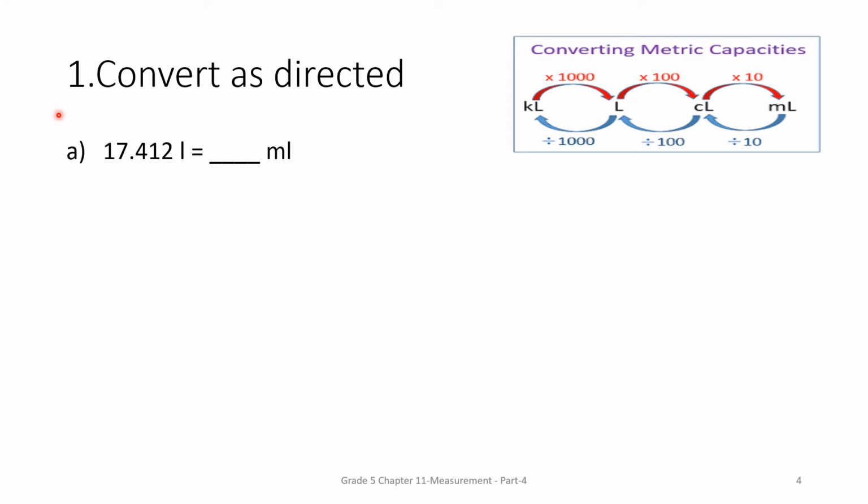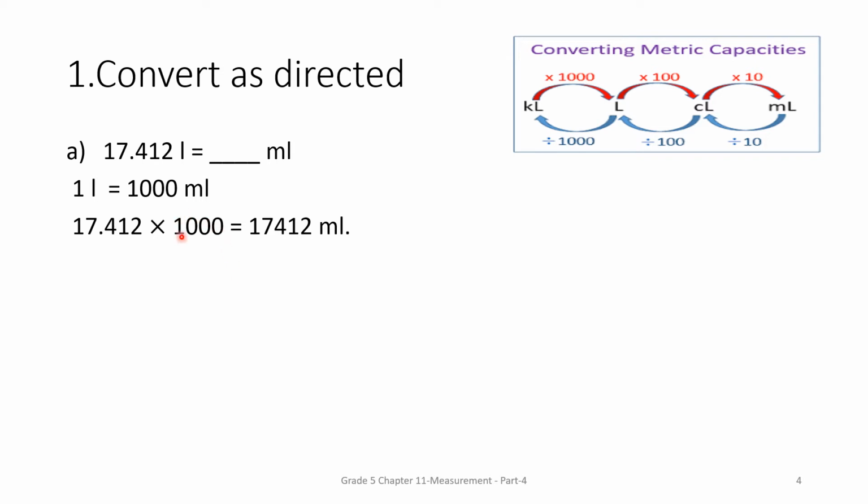From question number 1, sum number A, we have 17.412 liters equal to how many milliliters? So scholars, here we have to convert liter to milliliter. Since we are converting from a larger unit to a smaller unit, what do we need to do, scholars? Yes, we need to multiply. And we know that 1 liter equals 1000 milliliters. So how much will be 17.412 liters? For that we have to multiply 17.412 with 1000.